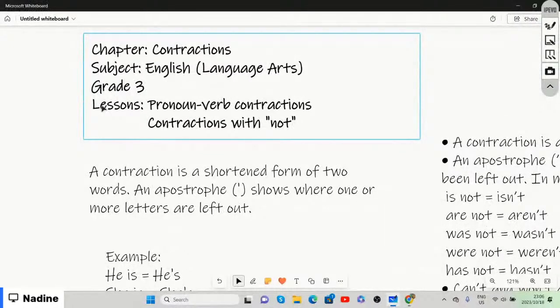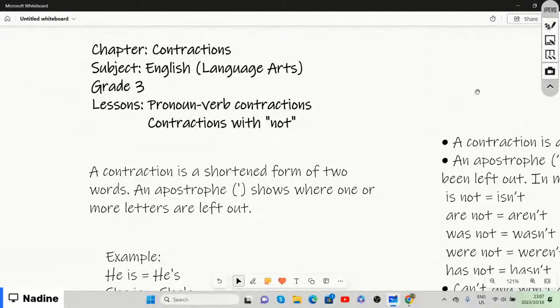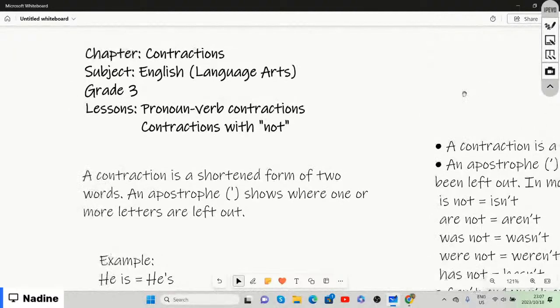The lessons that we are going to be focusing on today are pronoun verb contractions and contractions with not, right? Sometimes the words of certain chapters sound as if you've never heard them, but once we go into the lesson, you'll be surprised that you actually do know them, because these contractions are words that we use almost every day, especially when we have informal conversations.